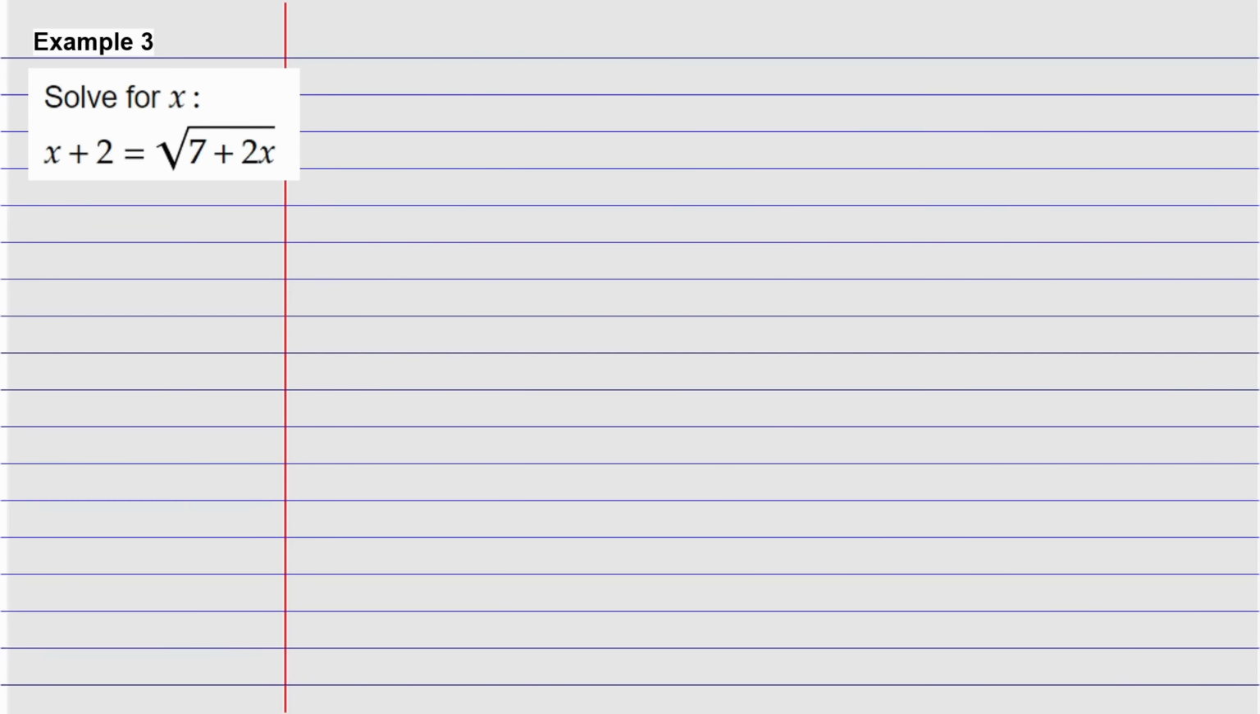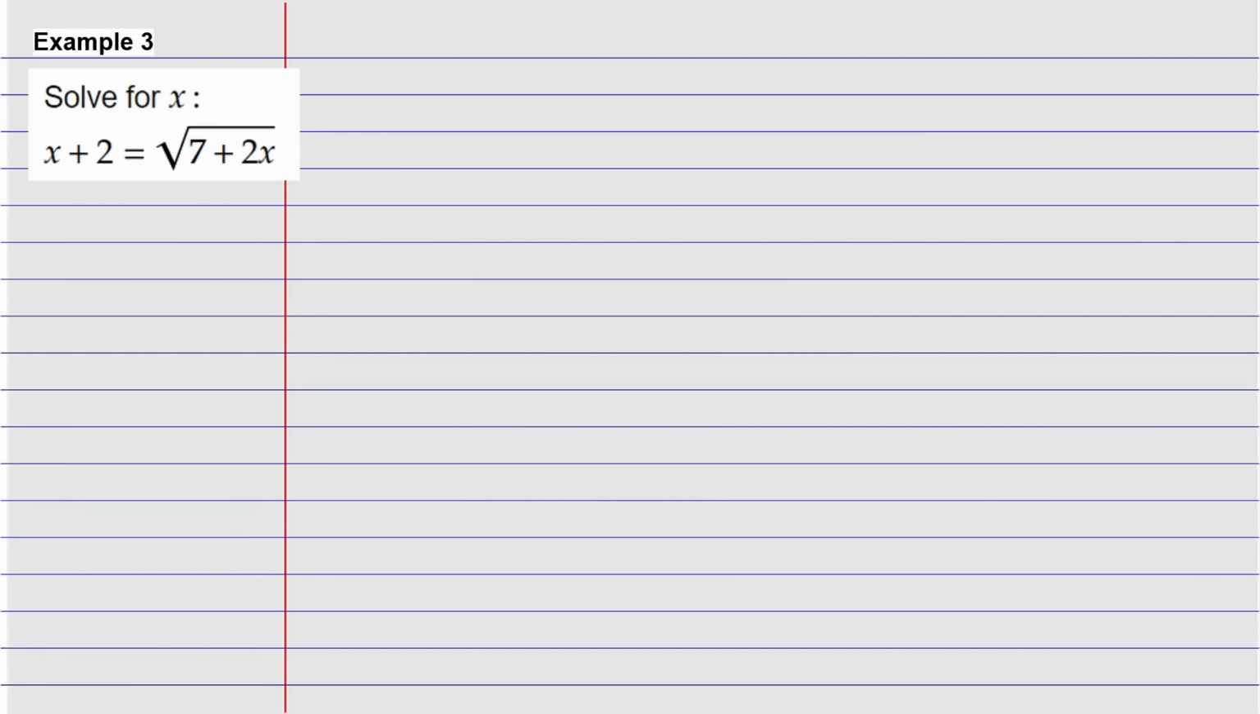So now we're going to do example 3 under equations involving surds, right? Solving equations that are involving surds. So example 3 says what? It says x plus 2 is equal to root of 7 plus 2x, right?